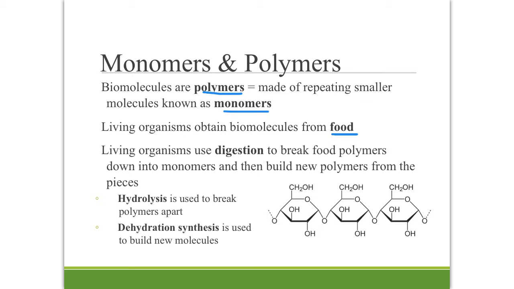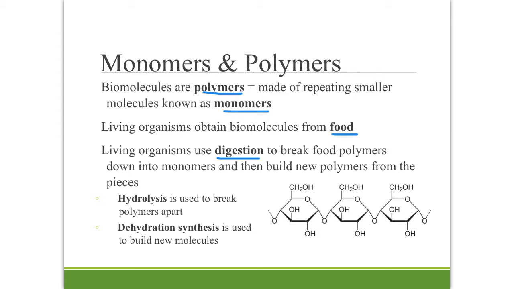And then these living organisms take that food and use various digestive processes to break down the big polymers into the small monomers that then can be absorbed into cells and used to build new polymers from the pieces. Because, of course, you may eat a hamburger, but you are not a hamburger, so the protein in that hamburger has to be turned into protein that's useful for your body.